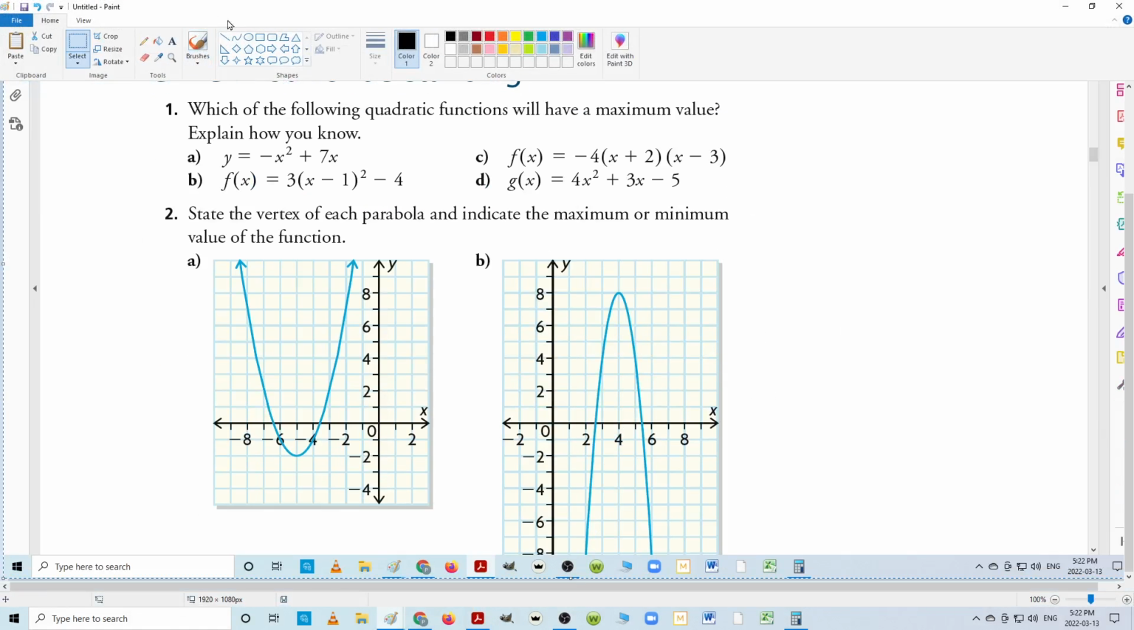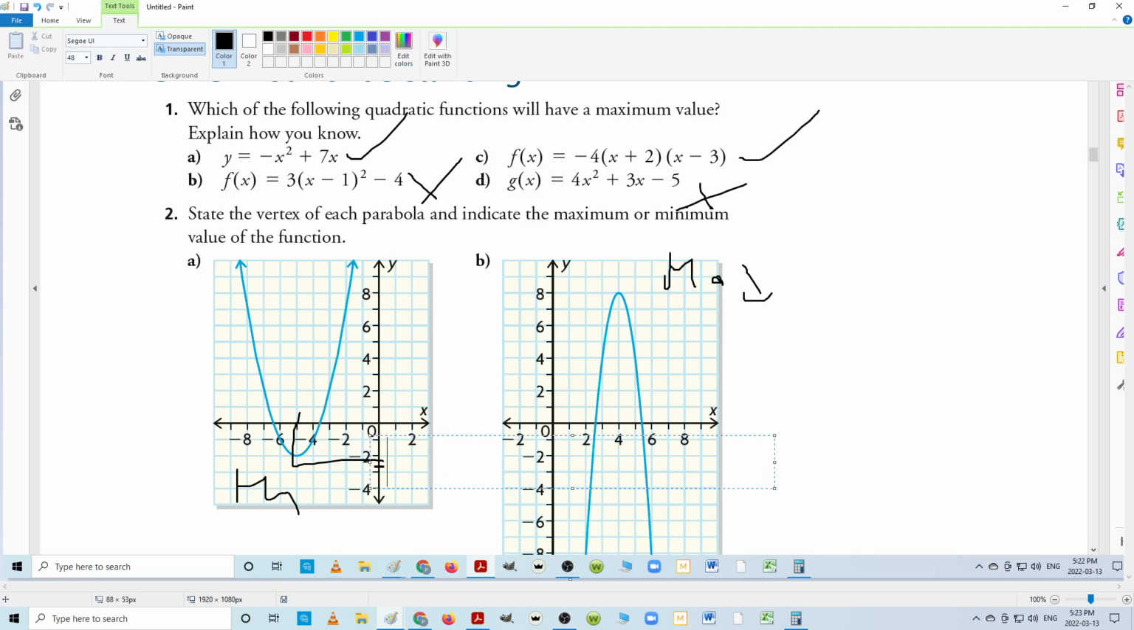Which of the following quadratics has a maximum value? Anything that's downward facing is going to have a max. That's not, that's going to have a max, and that's not. State the vertex of each parabola, indicate max or minimum. So this one's a max, and this one's a min, and the vertex here is minus 5, minus 2. And the max over here is 4, 8. And this one.